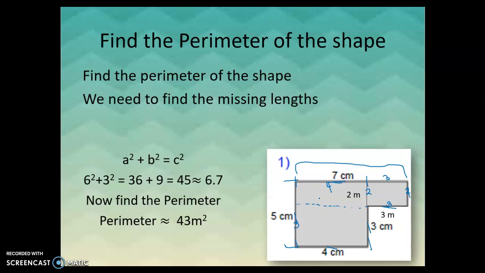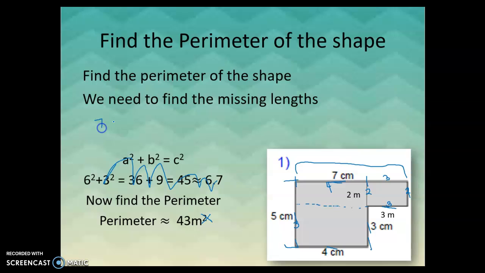We've got 43. That should not be meters squared. That should be 43 here. And this formula right here, I think is for the next slide. I don't think that fits with this slide.